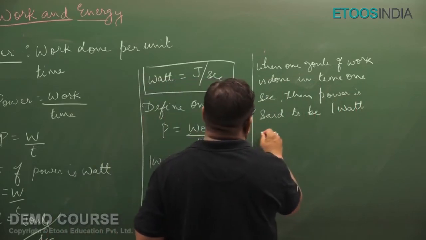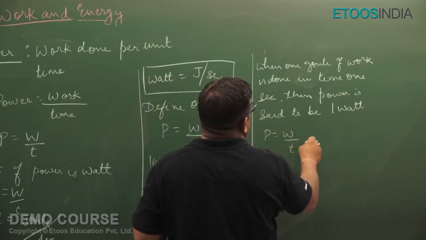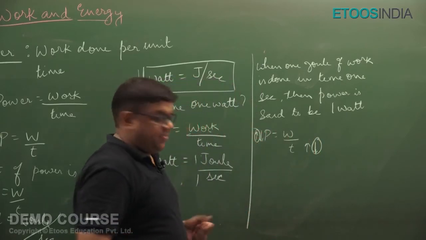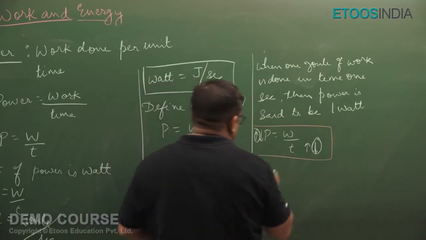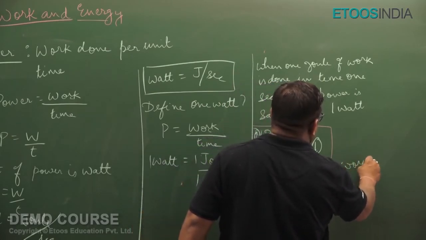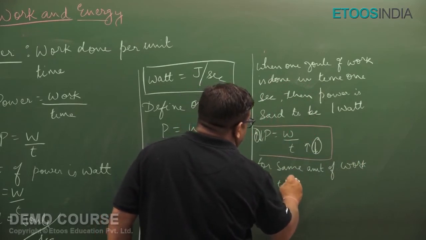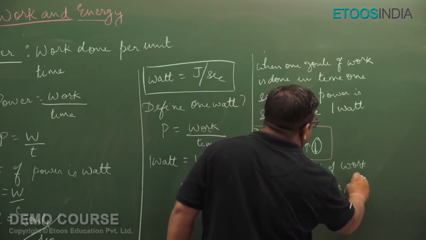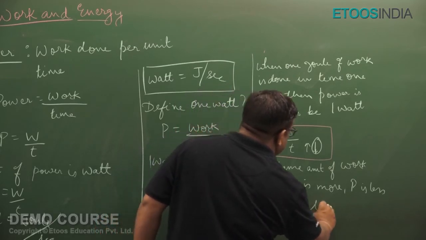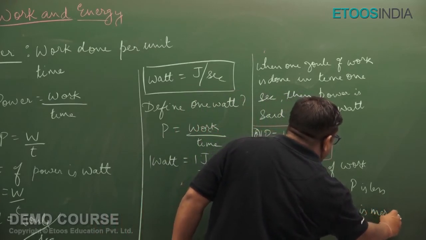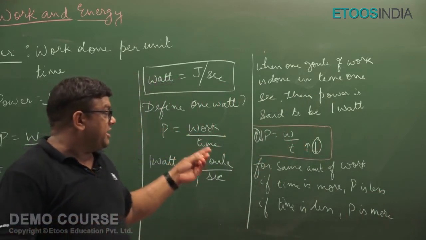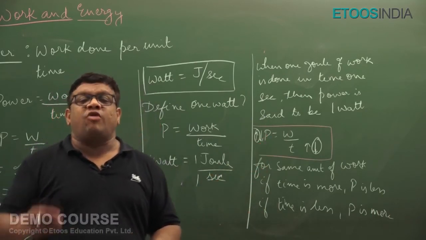So, here we can see that for the same amount of work done, if time is more, then power is less, and if time is less, then power is more. Is it clear? We can just write it here. For the same amount of work, if time is more, power is less. If time is less, power is more. This can be easily said because time is in the denominator, and we know that whenever the value of the denominator increases, the value of the answer will decrease. Is it clear?